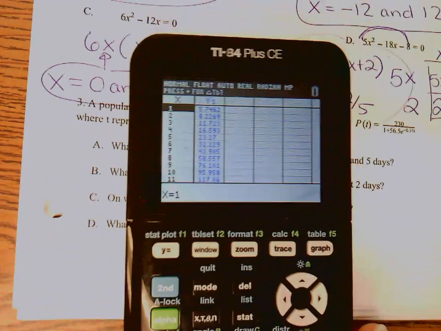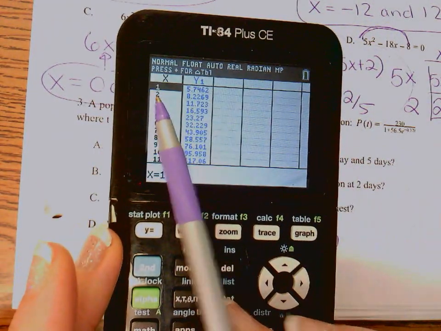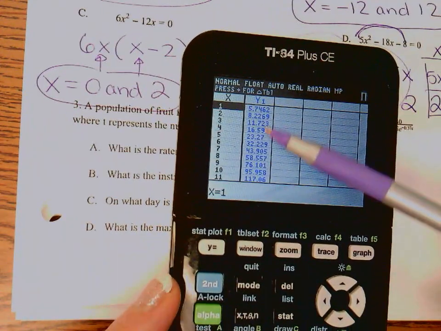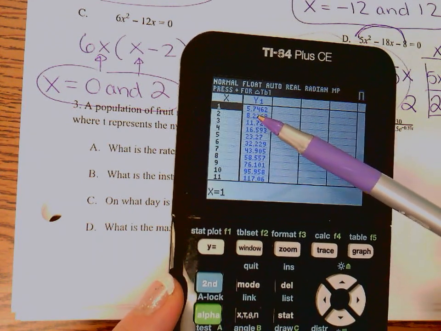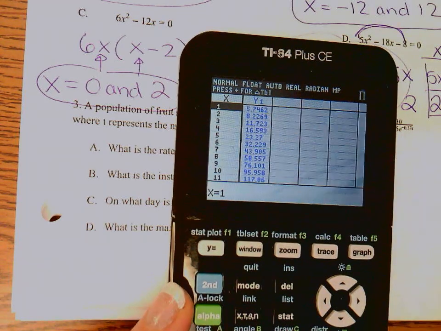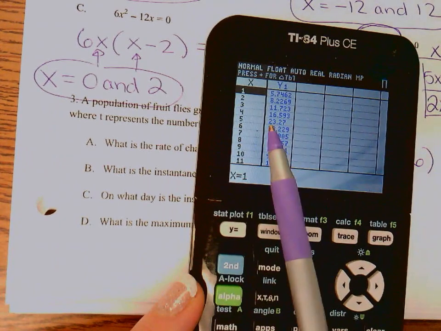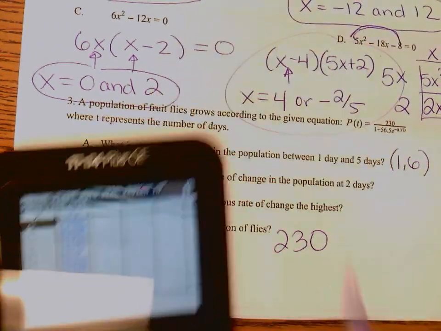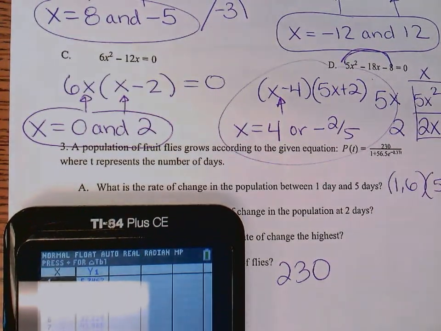To grab the average rate of change, we want the population at day 1 and the population at day 5. You probably just want to round to the nearest fly. So at day 1, we have about 6 flies, (1, 6). And at day 5, we have about 23 flies, right? So day 5, we have 23 flies.